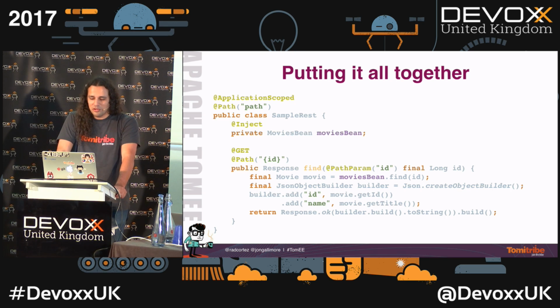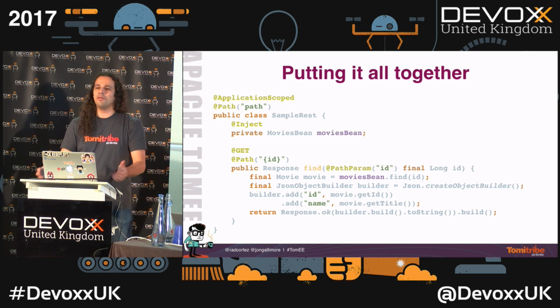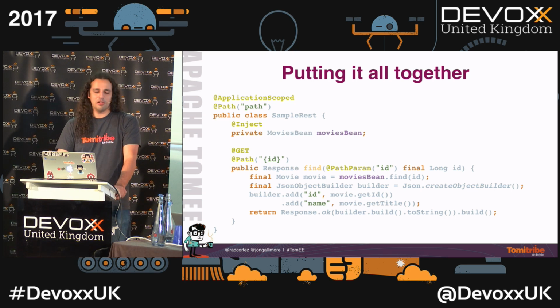And then this endpoint will just do a get by path on the ID of the movie that I have over here. I'm injecting the ID of the movie on the method parameter, and then I can just do a find over there. And then I can build a JSON object with the object builder API. In the end, I'll just return a response.ok with that object in it. So it's just roughly 15 lines of code, very, very small and very condensed. So this is probably what the microservice should look like in the MicroProfile spec.